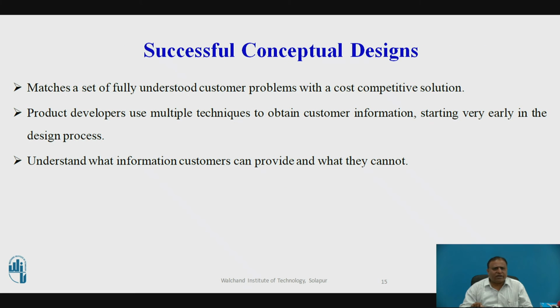Successful conceptual designs match a set of fully understood customer problems with a cost-competitive solution. Product developers use multiple techniques to obtain customer information, starting very early in the design process. Understand what information the customer can provide and what they cannot.